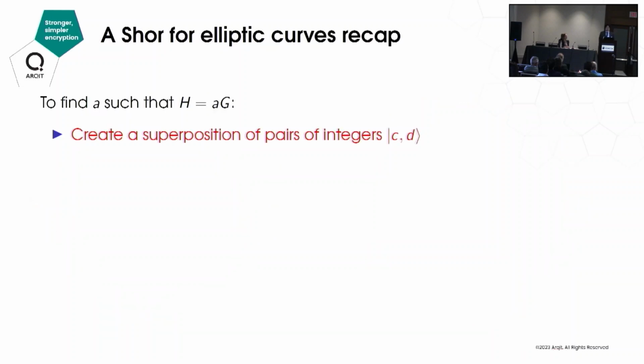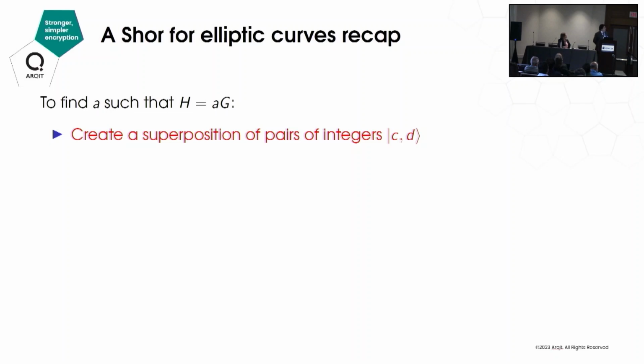Okay, so I've said that Shor's algorithm was basically the picture on the left, that sawtooth thing. Some of you may have seen this before. This is how you go about using a quantum computer to attack elliptic curves. So if you've got a point on your elliptic curve h, and you know that it's some scalar multiple of the point g, here's how you use a quantum computer to break it.